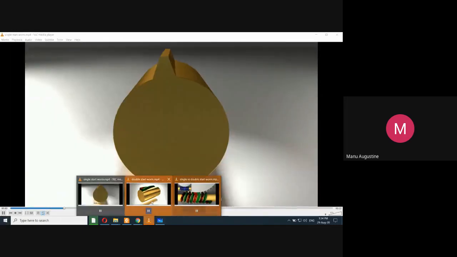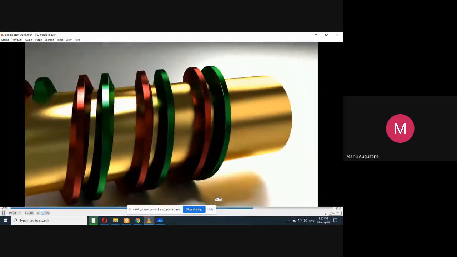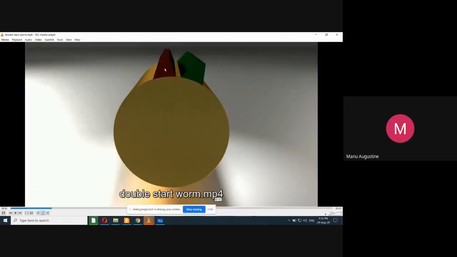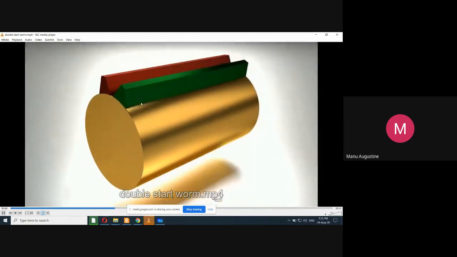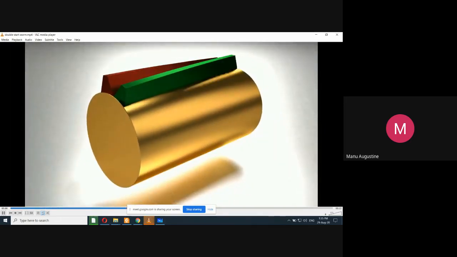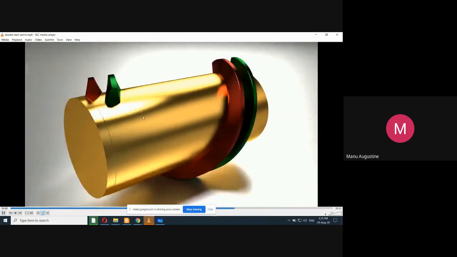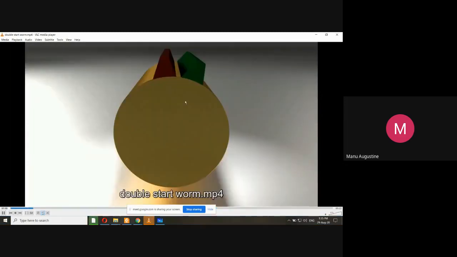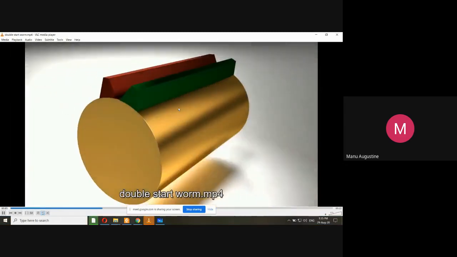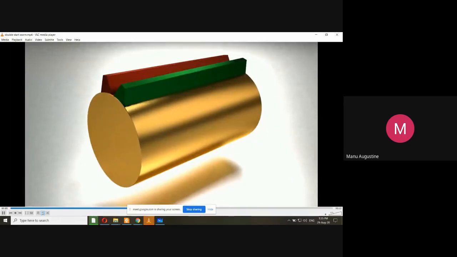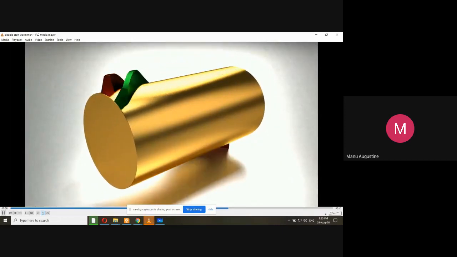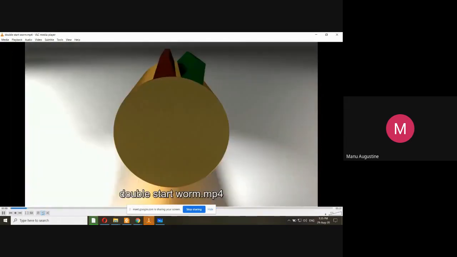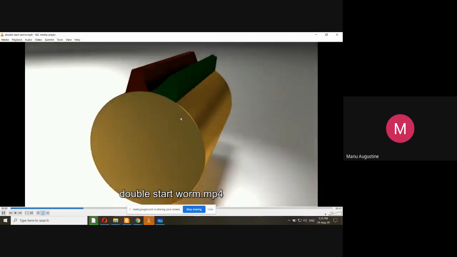Now let us go to another video and see what is the meaning of a double start worm. The concept is the same. See, instead of with one tooth, we start with two teeth. And again, just like in the previous case, we wind it around the overall diameter of the body to get a double start worm. And in this fashion, you can have a triple start worm, a four start worm, a five start worm, and so on. So theoretically, you can have as many number of starts for a worm.